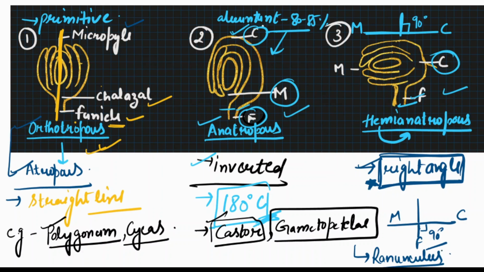Examples of the hemianatropous ovule are found in Ranunculus and the Primulaceae family. I hope these first three types of ovules are clear to you all. First is orthotropous, which is primitive. Anatropous is abundant in nature, and hemianatropous will form a right angle.